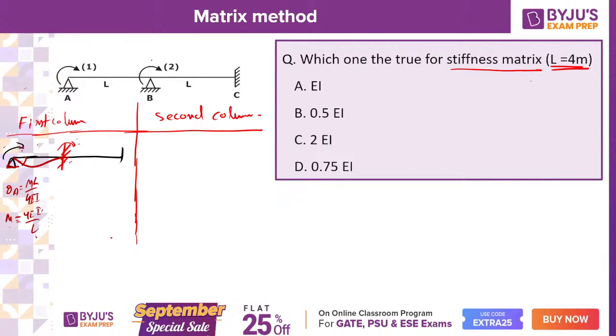And at the far end, if it is fixed, half of the moment will be carried forward with the same orientation. If it is clockwise, a clockwise moment you will be getting here with the value of 2EI by L. Now from here, what will you get? K11, the force generated in coordinate direction 1, which is nothing but 4EI by L. If L is given as 4 meter, that is EI.